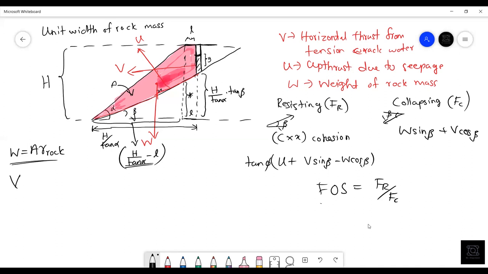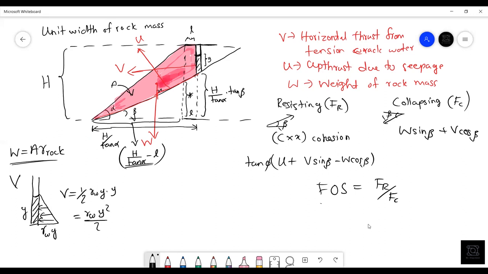So when it comes to V, you have to take the tension crack, right? So this is your tension crack, with the water filled to a certain height of Y. So the stress distribution would be something like this. At the bottom, you get gamma W into Y. So this would be pushing. So what would be the force? That is the area of the triangle, so half times gamma W into Y, so that is gamma W Y squared by 2, right?